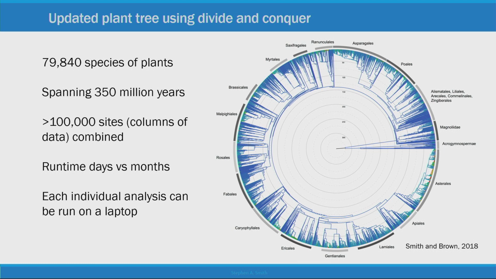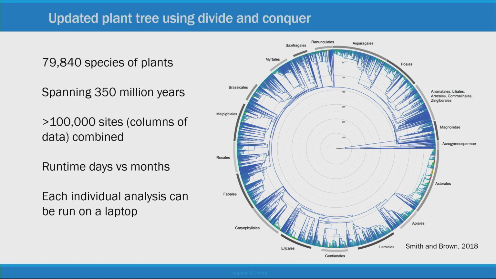This spans the same amount of time, but we could actually get a little bit finer scale because we had this divide and conquer method. We had more than 100,000 sites, which is more than we need, and the runtime was in days versus months. And actually, each individual analysis can be run on a laptop. So this sort of dramatically changes the thing. Not only do we get a more accurate tree, but we were able to complete it in very quick time, which means we can update it and all this kind of stuff.